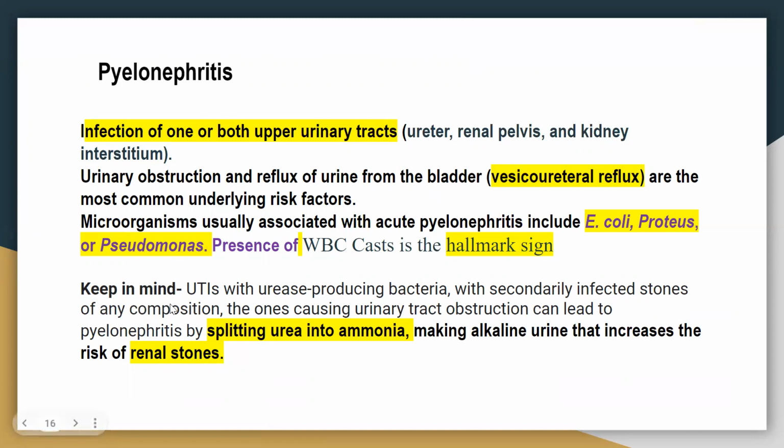Keep in mind, UTIs with urease-producing bacteria may have infected stones, kidney stones. So this is very important. That puts them at high risk for pyelonephritis, okay? They have already experienced a kidney stone, they might have passed it, or they may still have it, and they have UTIs caused by urease-producing bacteria. And what does it do? It splits the urea into ammonia and makes urine alkaline, and that increases the risk for stones. You have to know this.